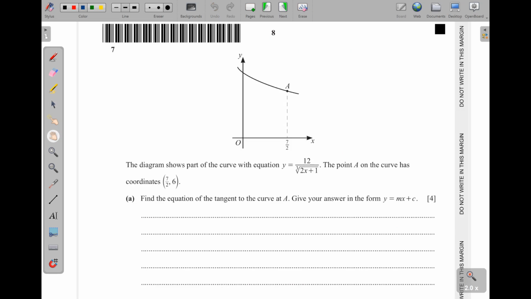Question 7. The diagram shows part of the curve with equation y = 12 over the cube root of 2x + 1. The point A on the curve has coordinates (7/2, 6). Part a: find the equation of the tangent to the curve at A. Give your answer in the form y = mx + c.